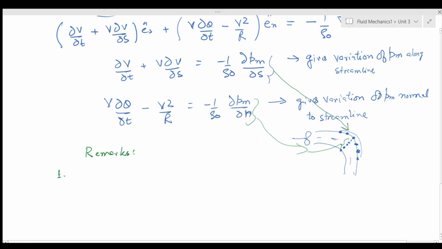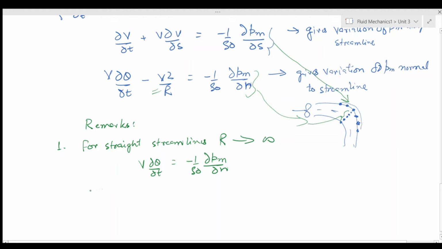Now for a straight streamline, not a curved streamline. So for straight streamlines, the radius would tend to infinity. If that is the case, then this V square by R term would go to 0, and we can say that V del theta by del t would be equal to minus 1 by rho naught del Pm by del N.